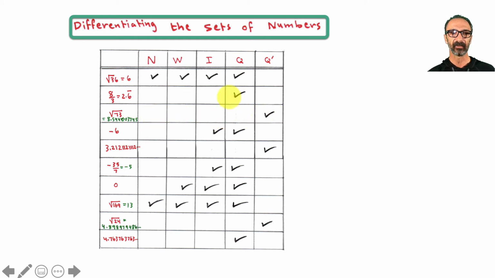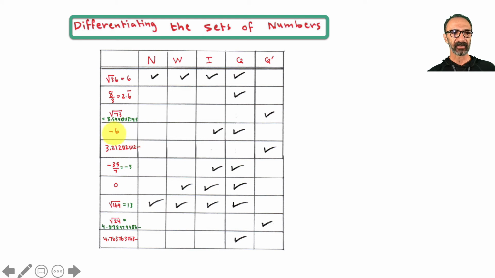These guys, the rational numbers and the integers, all belong to the bigger set, which is rational. Square root of 73 is 8.544, I believe, then 0, 7, 745. It's not terminating and it's not repeating. One more time, it doesn't show the three dots right here, but it's not terminating.